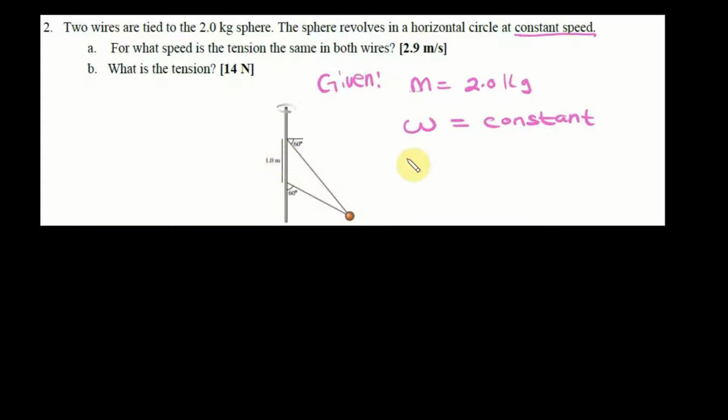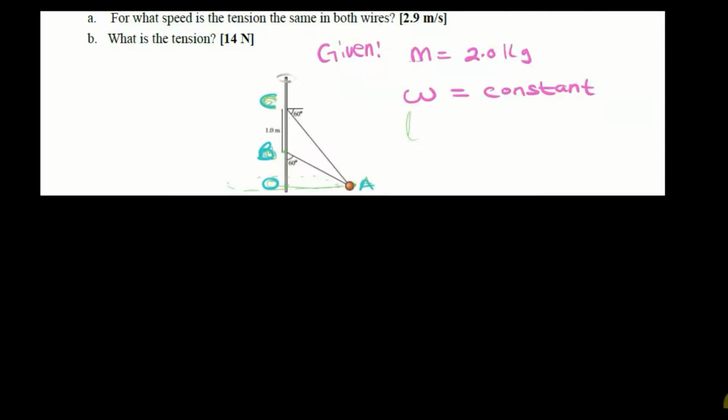We're also given length, which is 1 meter. Okay, so let's call this point A. Call this O. Call this B. And we'll call that C. B, C, O, A. And then after this, just go ahead and draw a geometry. Well, I'll just go ahead and sketch the geometry.